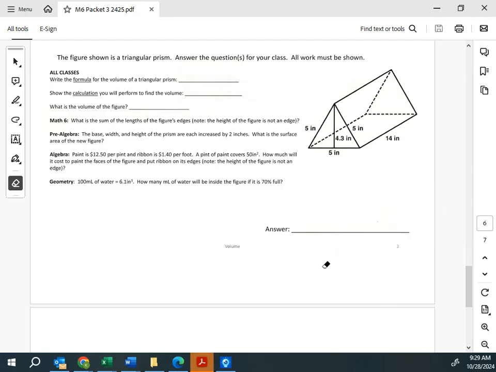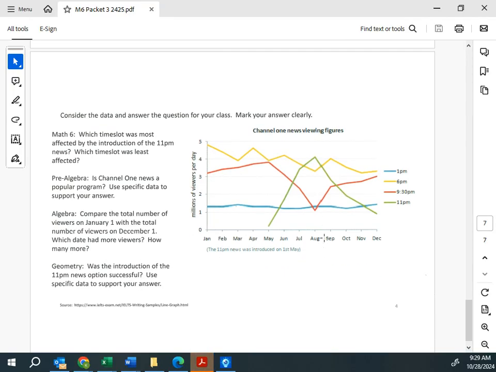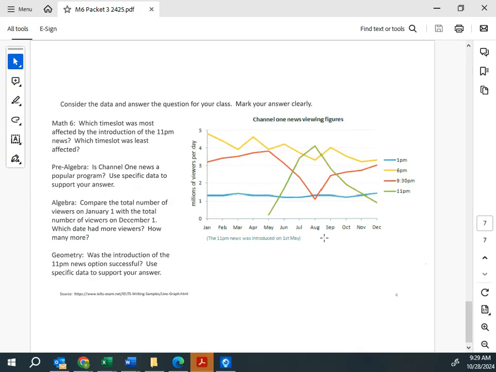And our last page. We have some data that we need to look at. So for math 6, it says, which time slot was most affected by the introduction of the 11 p.m. news? Which time slot was the least affected? So let's look at our data. We see the 1 o'clock news is that blue line. So this is the 1 p.m. news.